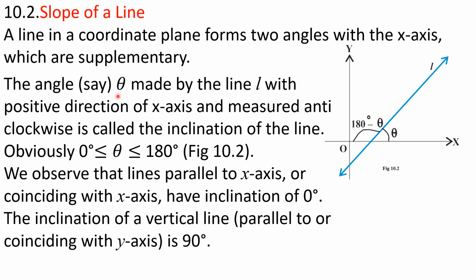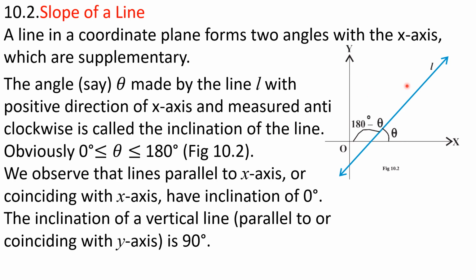The angle, say theta, made by the line L with the positive direction of the x-axis and measured anti-clockwise is called the inclination of the line. So this angle theta is said to be the inclination of the line L.